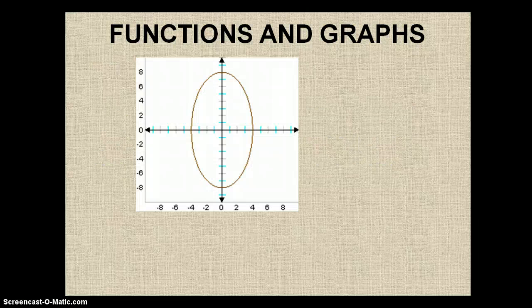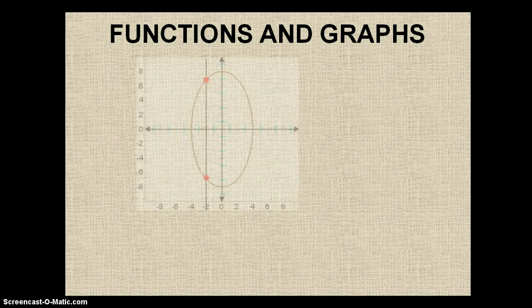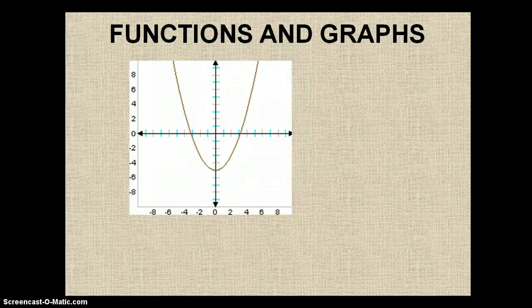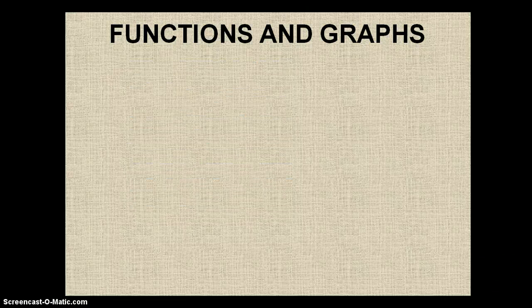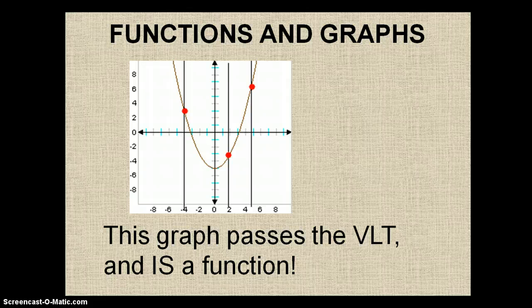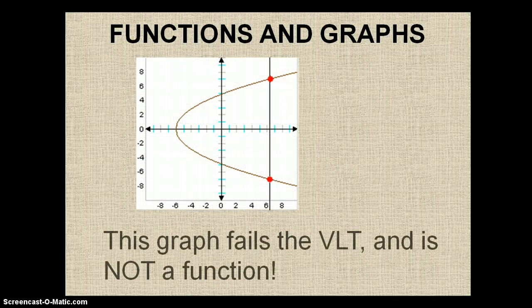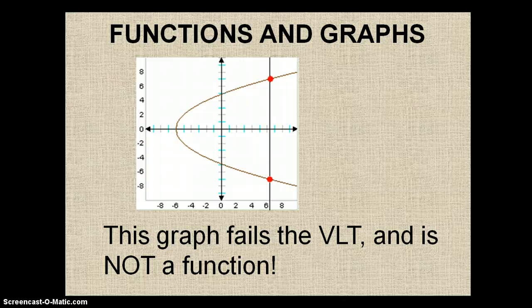So let's put that to use. If I have this graph right here, if I draw a vertical line, is it hitting the graph twice? Yes. So since it is failing my vertical line test, this graph would not be a function. How about this one? If I draw a vertical line, is it going to hit the picture twice? No, it is not. Therefore, it is passing the vertical line test, and it is a function. And last, is this graph a function? If I draw a vertical line, it happens to hit my graph twice, creating a failure in my vertical line test. Therefore, it is not a function.